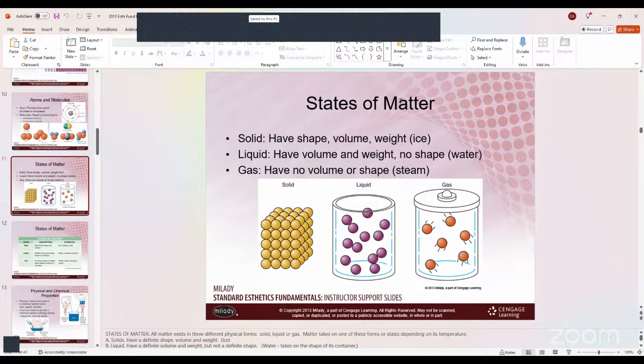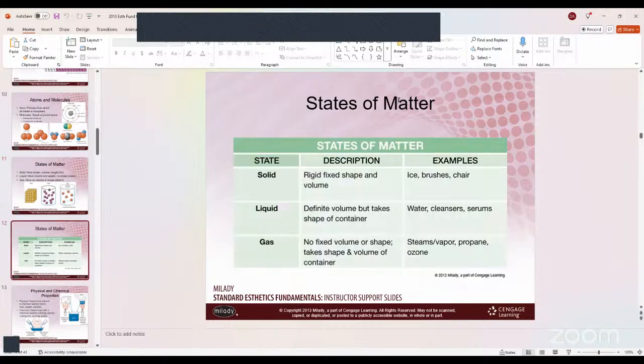Let's look at states of matter. Once again, solid, liquid, and gas. Examples of a solid: ice, brushes, chair. Liquid, you've got water, cleansers, and serums. That's a liquid. And then you have gas: steam, vapor, propane, and ozone. So those are solid, liquid, and gas.